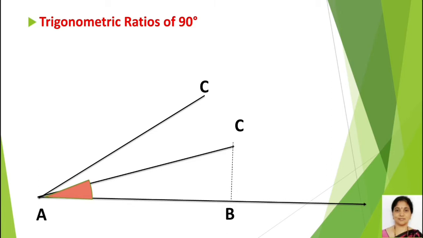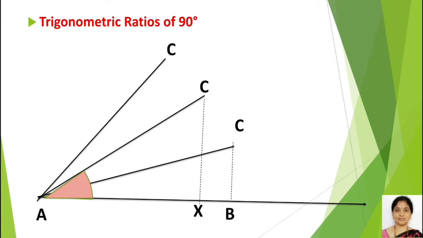AC becomes the new position, and observe that. Draw a perpendicular line. Observe that this is the opposite side. When the angle is increasing, the opposite side is increasing, and observe the adjacent side. Here the adjacent side is decreasing. So this is the angle. When the angle is increasing, the opposite side is also increasing, and the adjacent side is decreasing. See, once more I increased the angle. AC is the new position.